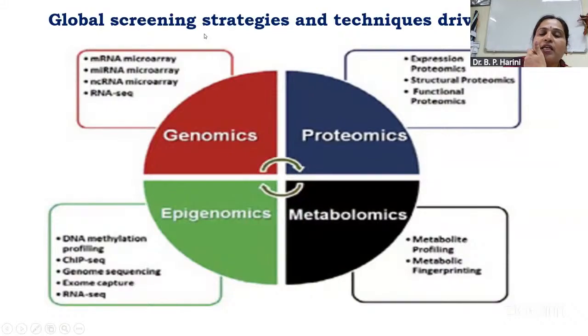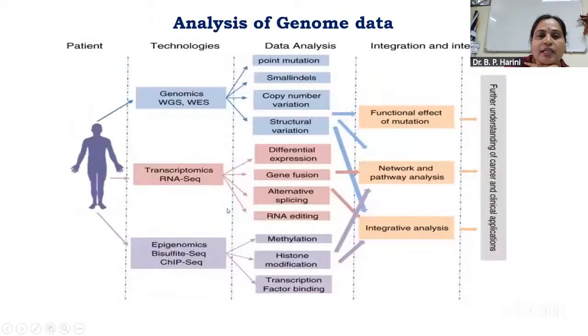Regarding the global screening strategies and techniques driving omics, as you all know, we have genomics, proteomics, epigenomics, and metabolomics. Here, in genomics we screen through mRNA, microRNA and non-coding RNA microarrays, and RNA sequencing, whereas proteomics covers expression proteomics, structural proteomics, and functional proteomics. Metabolomics is read through metabolite profiling and metabolite fingerprinting, and the epigenome is read through DNA methylation profiling, ChIP sequencing, genome sequencing, exome capture, and RNA sequencing techniques.